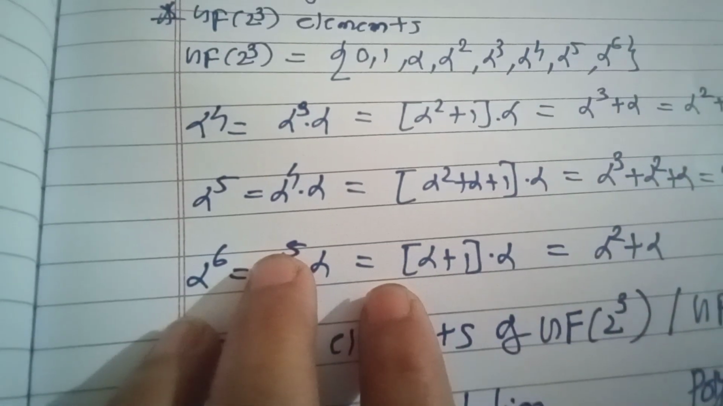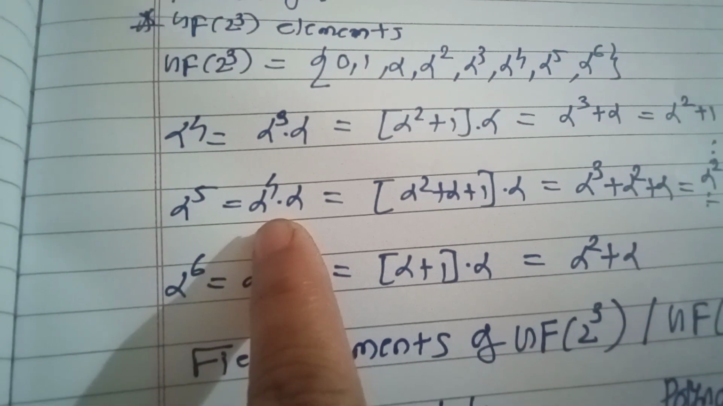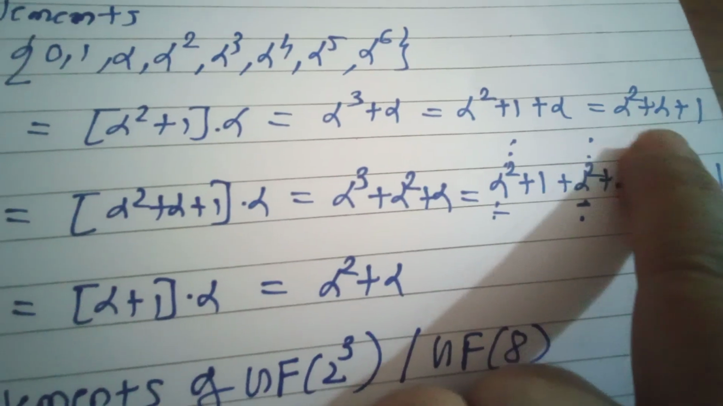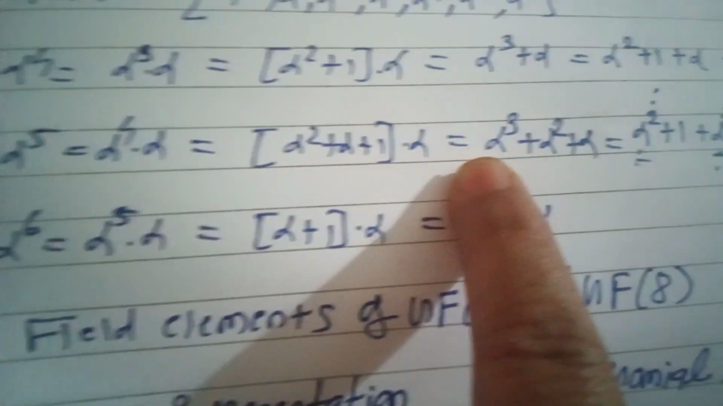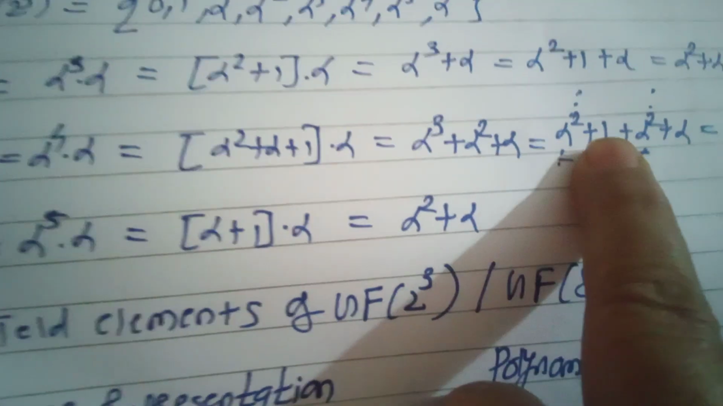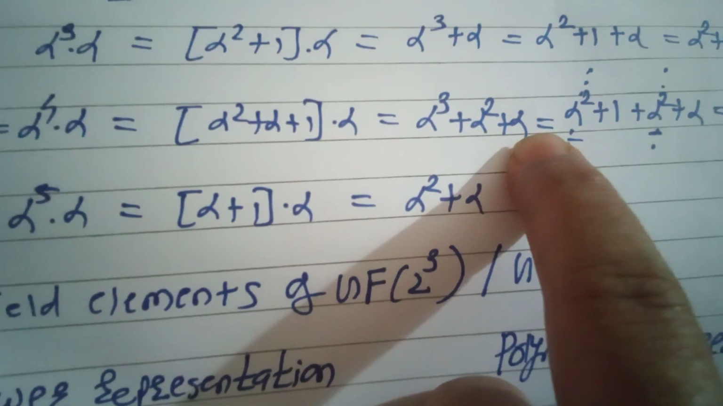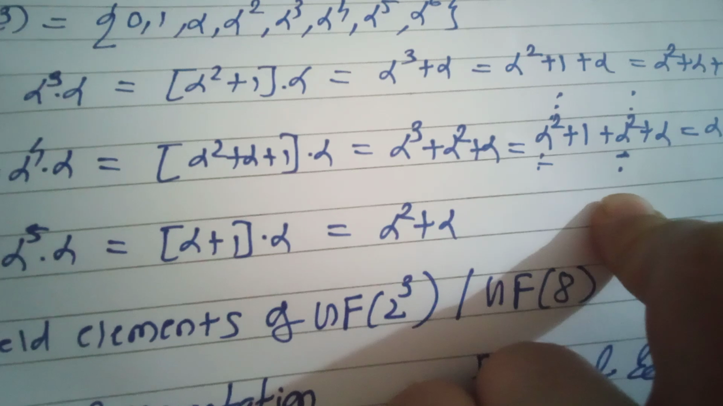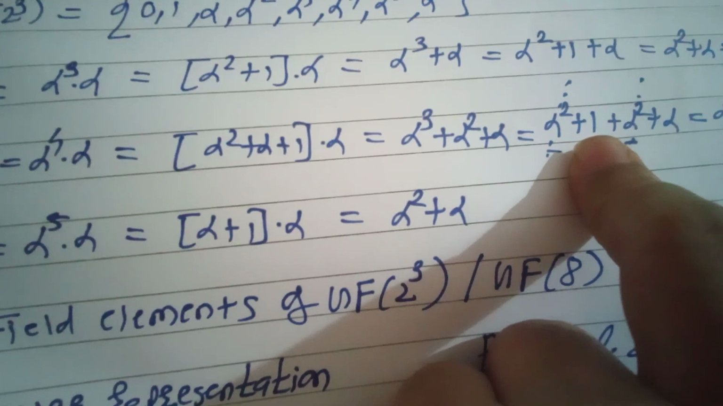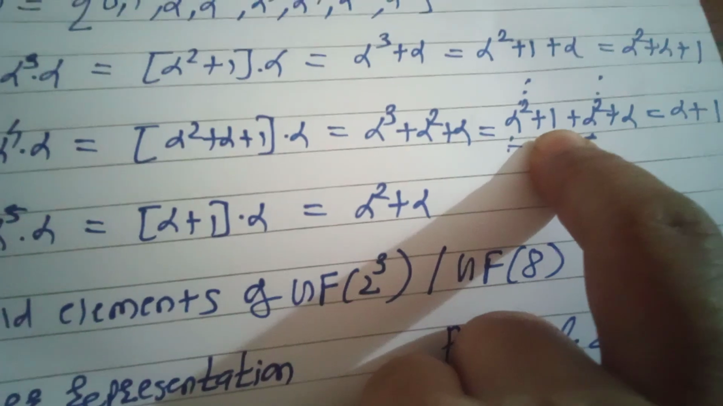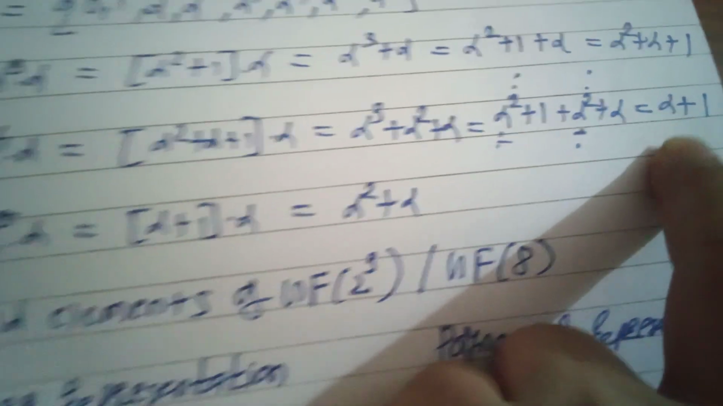What is alpha raised to 5? That is equal to alpha raised to 4 into alpha. What is alpha raised to 4? That is equal to alpha square plus alpha plus 1, into alpha. That will be alpha cube plus alpha square plus alpha. What is alpha cube? Alpha square plus 1. Then plus alpha square plus alpha. Alpha square gets cancelled out because 1 plus 1 is equal to 0, so alpha square plus alpha square is equal to 0. So remaining is 1 plus alpha, that is alpha plus 1.